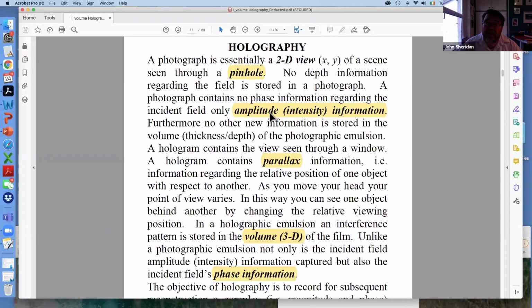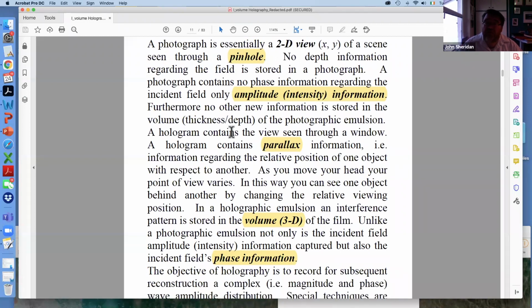A photograph contains no phase information, because most detectors, and in fact most materials, all they do is measure intensity. They don't measure relative positions of photons with respect to one another, or wavefronts with respect to one another. You typically have to have some reference in order to do that, so you typically have to have some sort of an interference pattern. In any case, a photograph contains no phase information. Of the incident field, only the amplitude, the magnitude squared of the electric field, is captured.